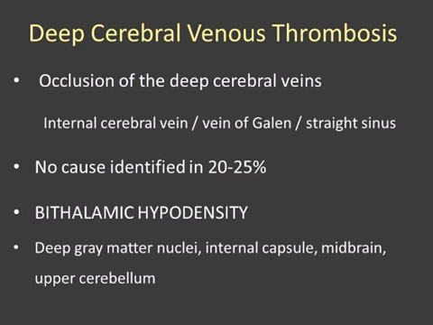This child died. So deep cerebral venous thrombosis is an emergency due to occlusion of the deep cerebral veins. That we mean internal cerebral vein, vein of Galen, and straight sinus. The key imaging finding is bithalamic hypodensity. It goes even further into deep gray nuclei, internal capsule, and midbrain.